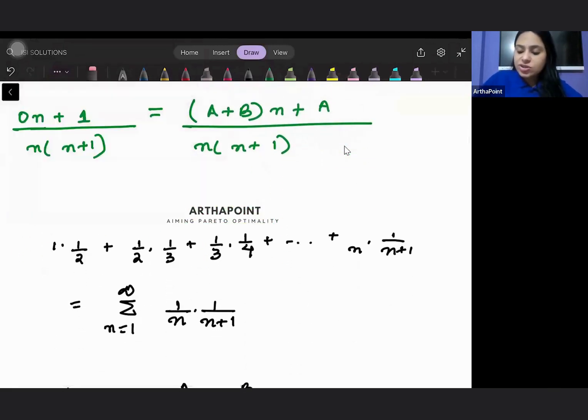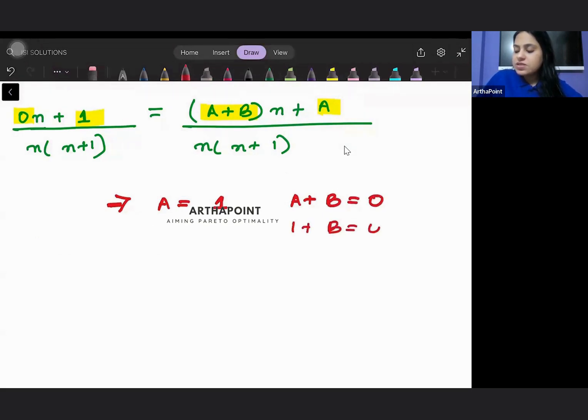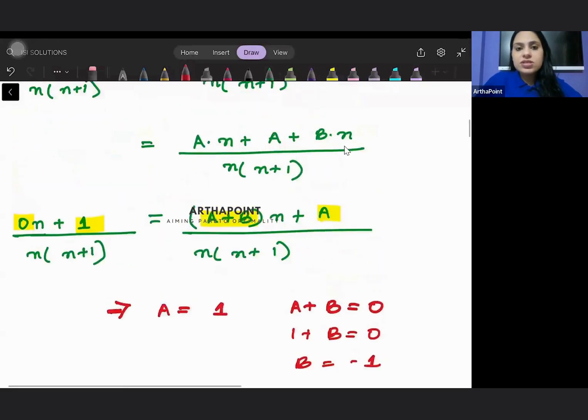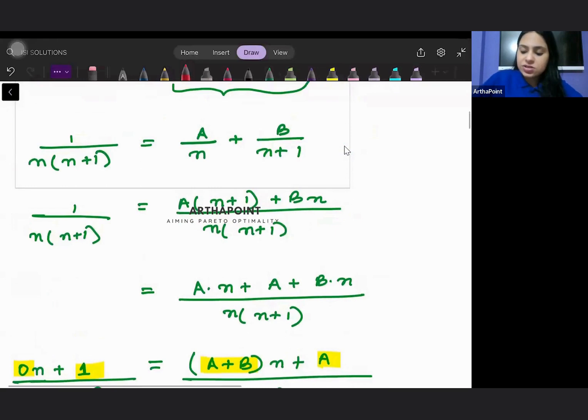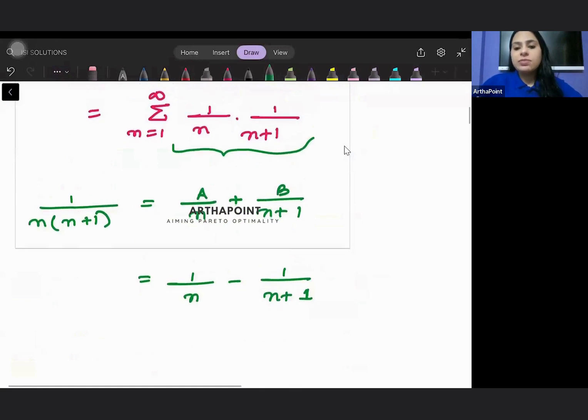Now you can just compare the coefficients. So a plus b will be 0 and a will be 1. From here I get a equal to 1 and a plus b equal to 0. So 1 plus b will be 0, so b will be minus 1. Therefore, this entire series can now be rewritten as 1 upon n minus 1 upon n plus 1.